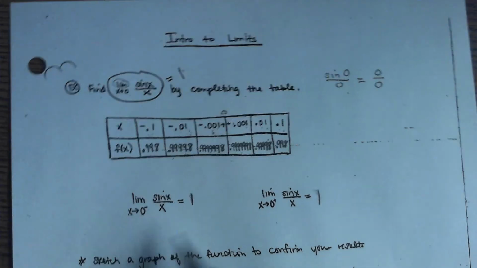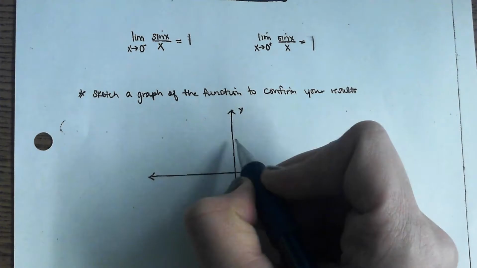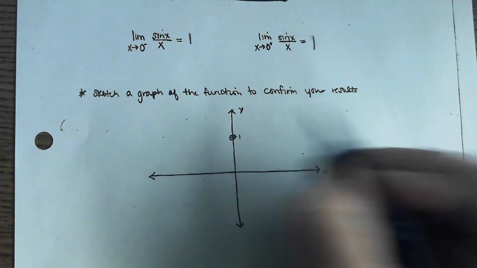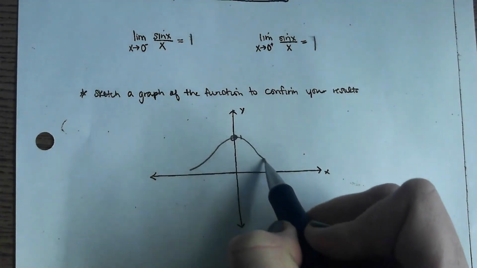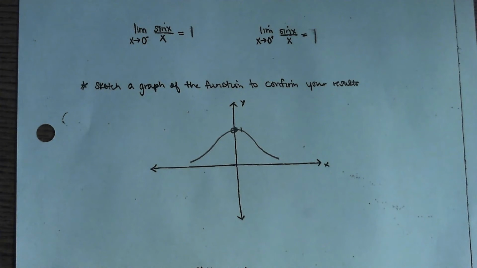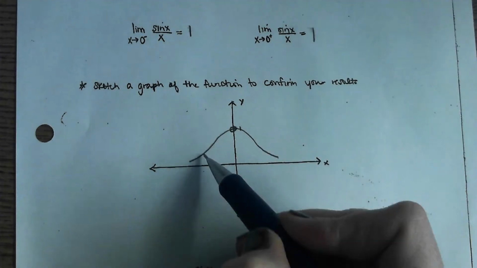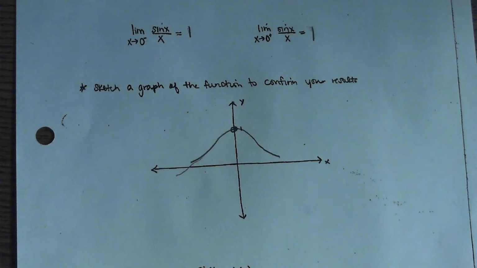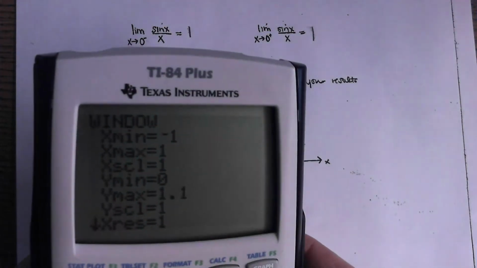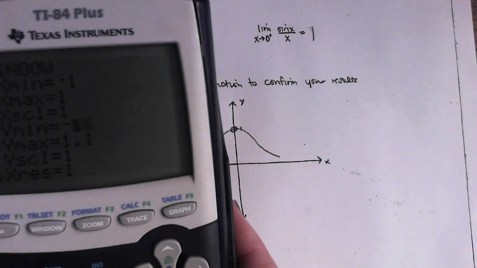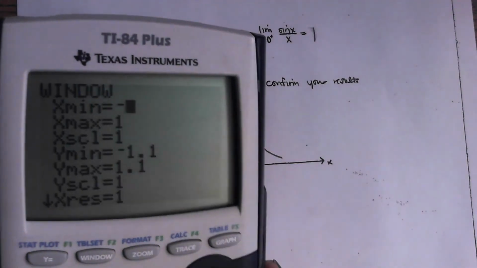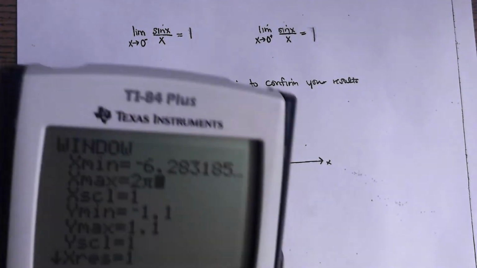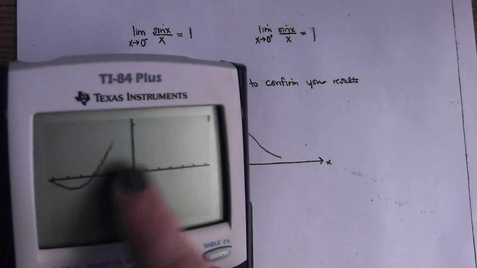So this graph, if I wanted to sketch it down below, if this is 1, there's a hole there. It's an open circle, and then it kind of does that on both sides. And it will, I believe, go above and below. Like if I do my y window from negative 1.1 to positive 1.1, and this from like negative 2 pi to 2 pi. Yeah, it does go above and below.